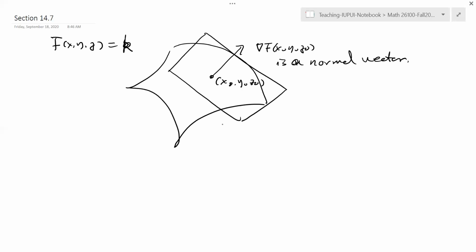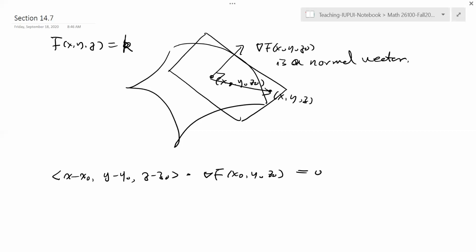Now, how to find the equation for the tangent plane? It's very simple. Take an arbitrary point x, y, z on the tangent plane, and draw the line, and you get a tangent vector, which lies in the tangent plane. Then they must be perpendicular. So the tangent vector is x minus x naught, y minus y naught, z minus z naught. That's the difference, and the dot product with the gradient should be equal to 0. That's the equation for the tangent plane.